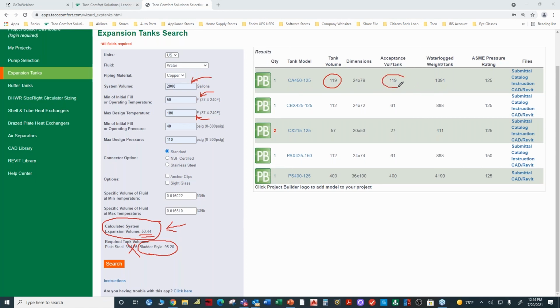This one is 119. By the way, since the tank steel volume and the acceptance volume are equal to each other, that's called a full acceptance tank. So this tank will do the job and meet all the criteria that we established over here. If we did that with a partial acceptance, we still need to have a steel container that's at least 95.2 gallons. This one's 112 gallons, and its acceptance volume is 61 gallons, but since my fluid is only expanding approximately 53.4 gallons, the steel container is greater than the acceptance volume, and so that's called a partial acceptance tank.